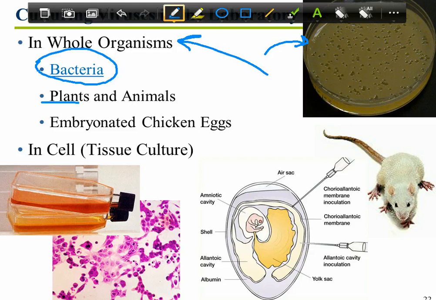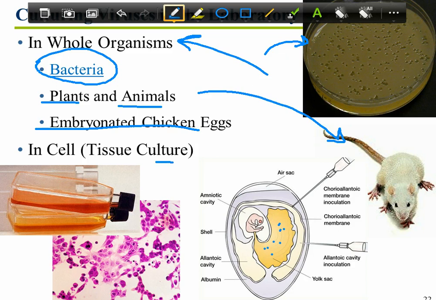You could use whole plants and whole animals. For example, we could infect a mouse or many hundreds of mice with our virus. We can use embryonated eggs. This is how flu viruses are grown for vaccines. They are grown inside the yolk sac of an embryonated egg.